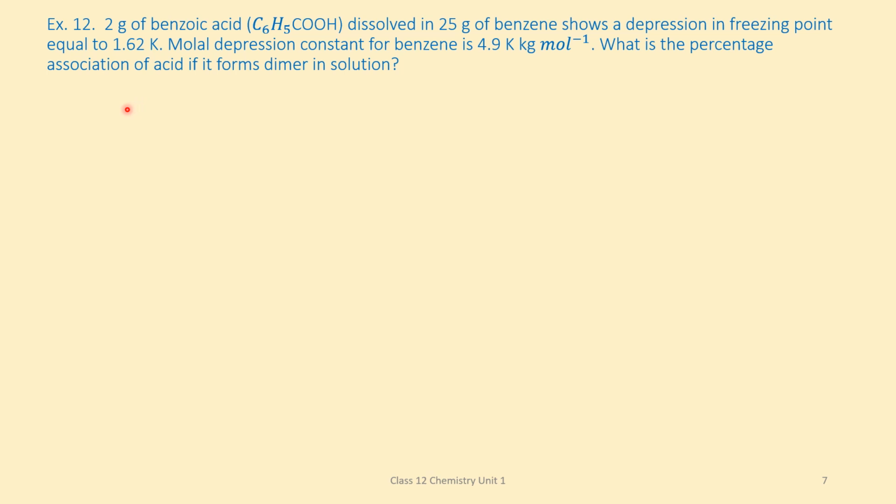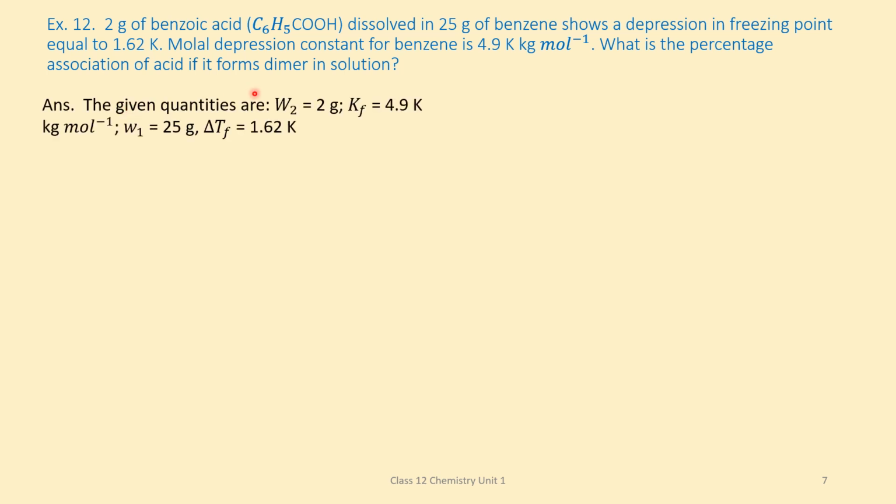Answer: as a first step, note down the given quantities. That is, W2 is equal to 2 grams, Kf is equal to 4.9 Kelvin kg per mole, W1 is equal to 25 grams and delta Tf is equal to 1.62 Kelvin. These are all given and you substitute these values in the formula. M2 is equal to Kf W2 into 1000 divided by W1 into delta Tf.